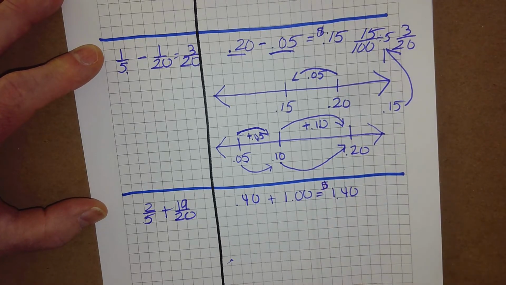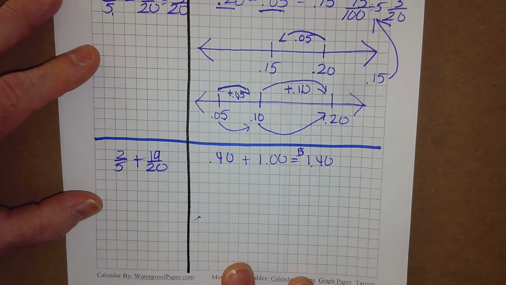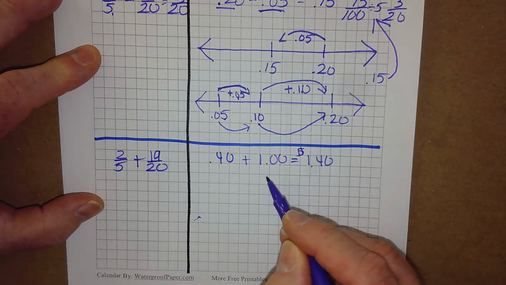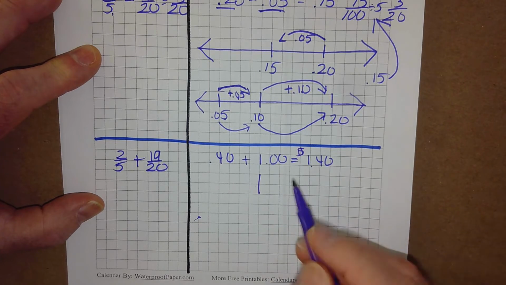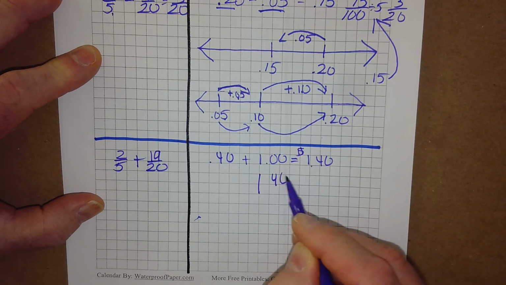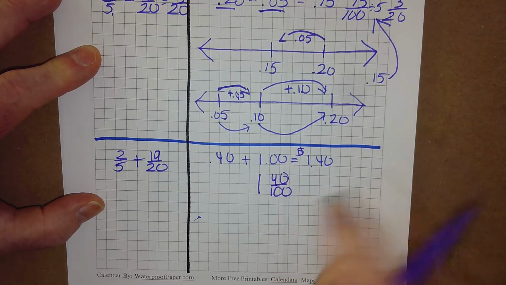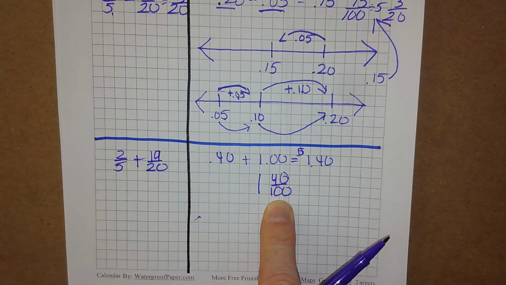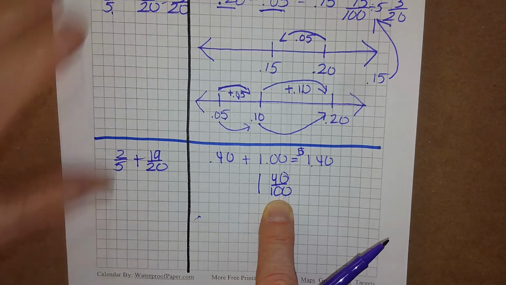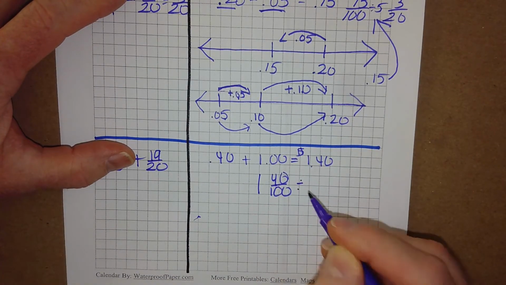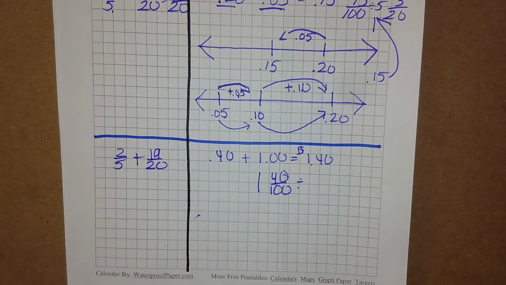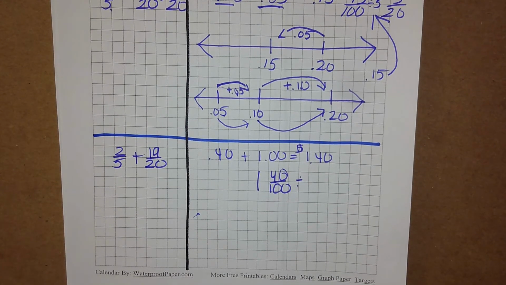Then we have to change that to what? A mixed number, right? Because we have 1 and 40 hundredths. Are we going to leave it that way? No. Why can't we leave it this way? We talked about it yesterday. They're both even. What divides into 40 that also divides into 100? The greatest common factor, the biggest number that divides into both.